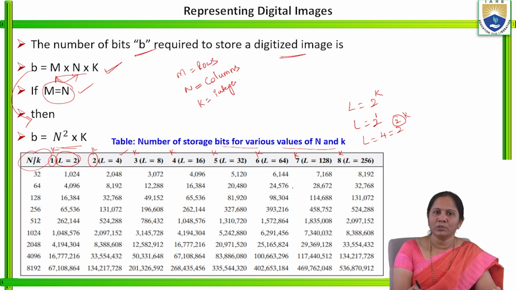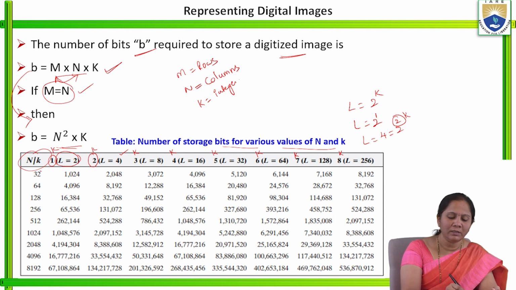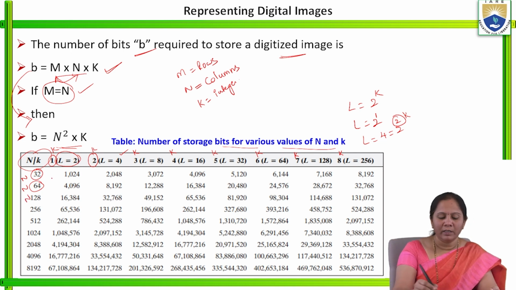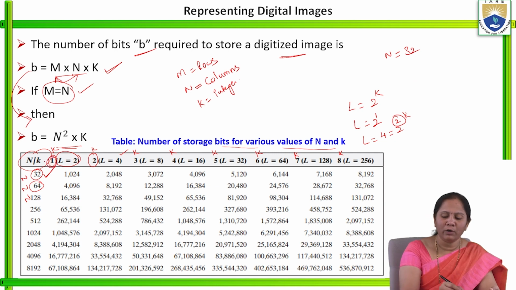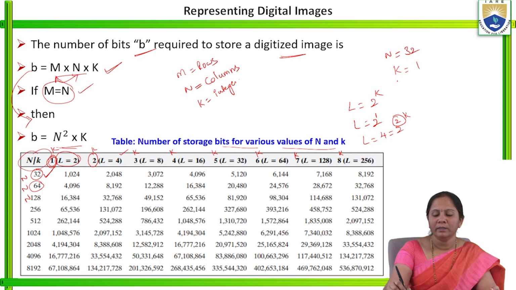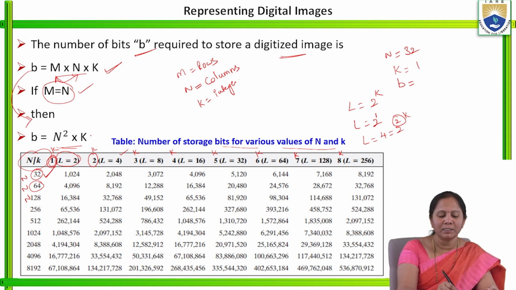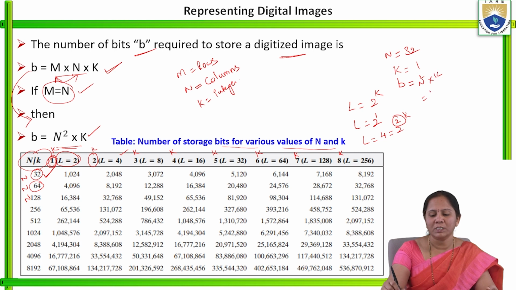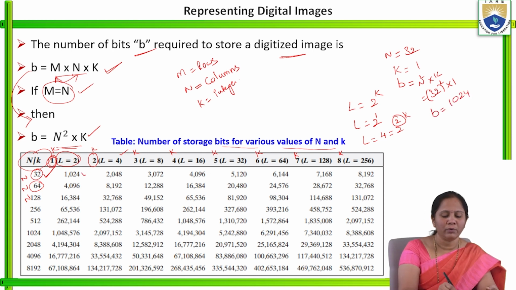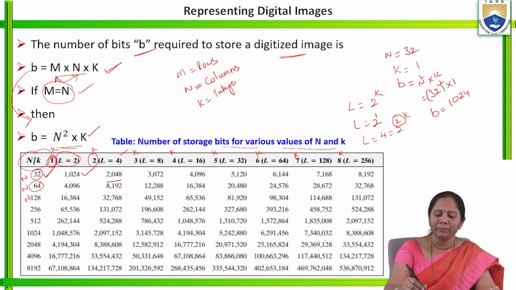Considering the different values of k, we can also observe here that these represent the values of n. Okay. For example, if we take the first one, if n is equal to 32 and the value of k is equal to 1, then how many bits are required to store that digital image? b is equal to n square into k, which is 32 square into k. b is equal to 1024. Okay. Similarly, consider another one with the same n value equal to 32 and k value equal to 2.